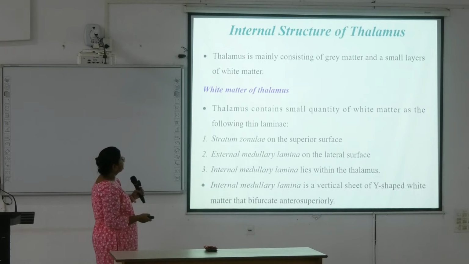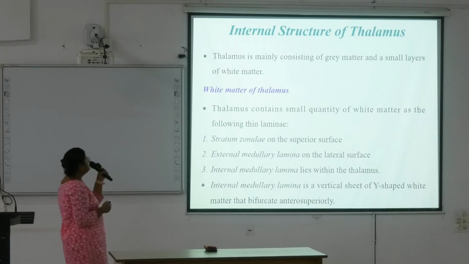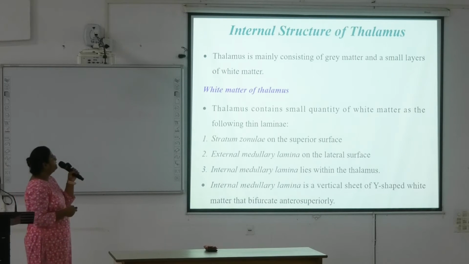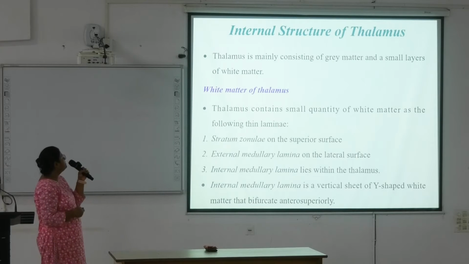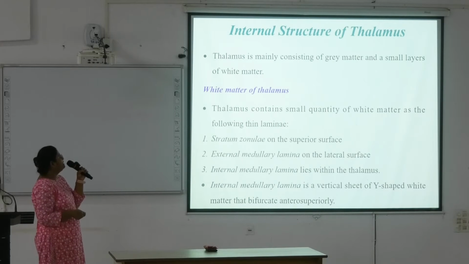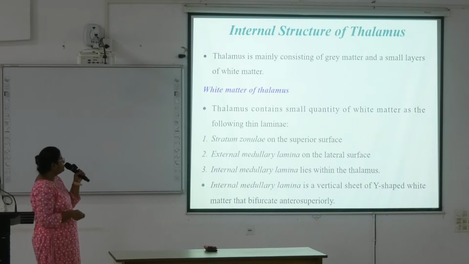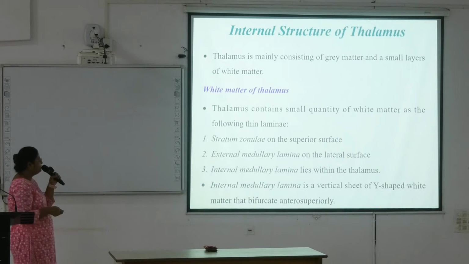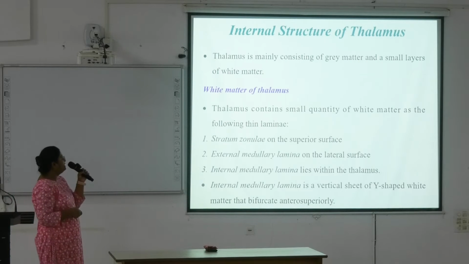Next, thalamus mainly consists of gray matter and a small layer of white matter. So we will discuss the white matter. It contains small quantity of white matter as following thin lamina: stratum zonale on the superior surface, external medullary lamina on the lateral surface. Internal medullary lamina lies within the thalamus. Okay, the Y-shaped area. Internal medullary lamina is a vertical sheet of Y-shaped white matter that bifurcates antero-superiorly.